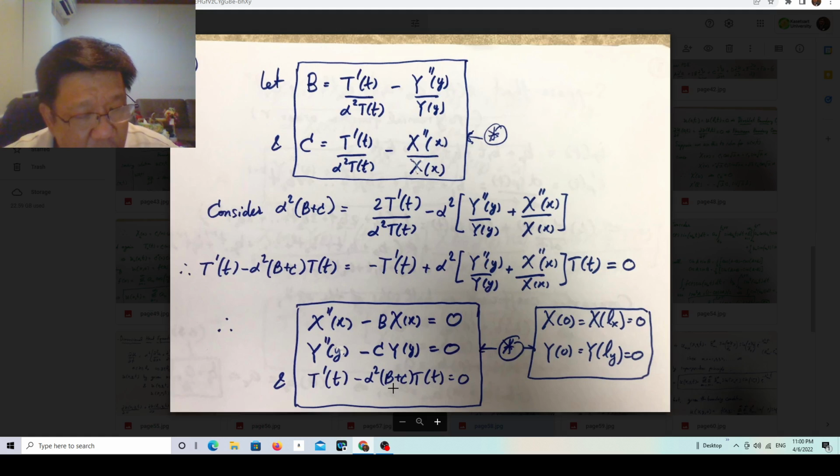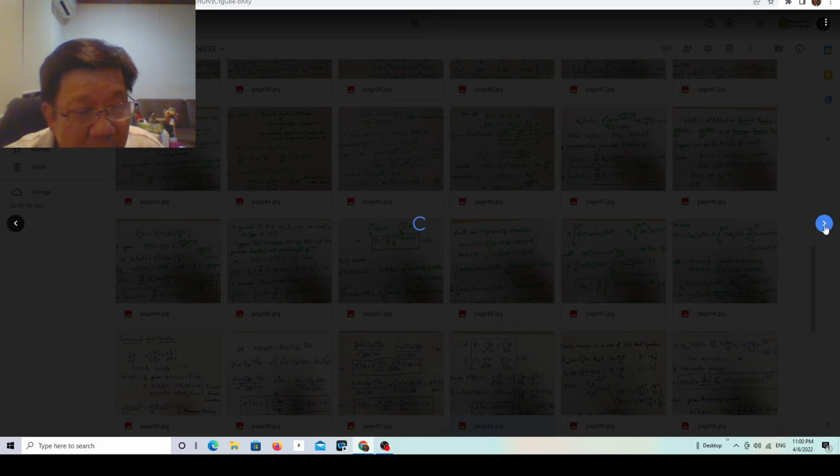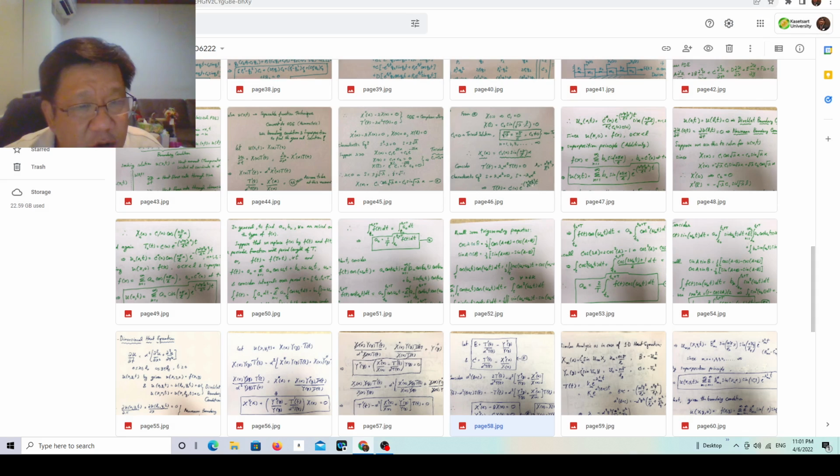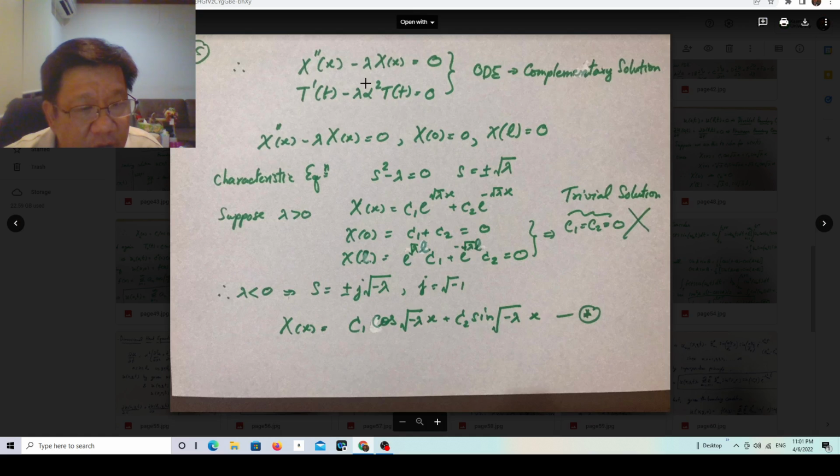So you can see this is very similar to what we did in the first dimension. We can apply here that X_m of x becomes a constant times sine of mu_m times x, and Y of y is in a similar form, and T of t is also in a similar form. Similar to what we did over here. You remember what we did in the first dimension?